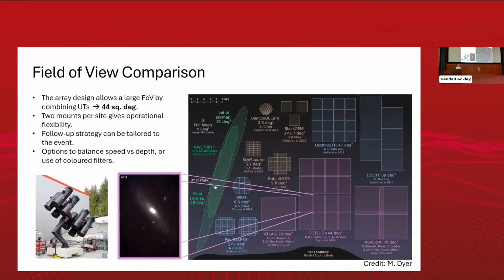To compare with some other facilities that are online doing this style of search, here we can see the GOTO coverage. This is 2 by 44 square degrees. We have 2 domes, one per site. So this is going to be on one site. The 2 domes cover La Palma, and we have another duplicate in the south in Australia.